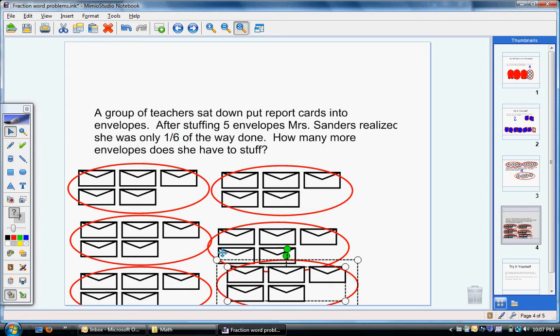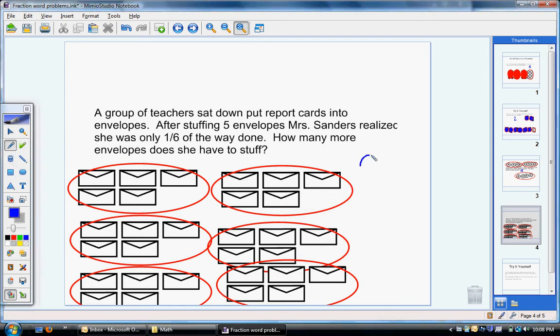Each group has the same amount in it. Mrs. Sanders has stuffed these 5, which was 1 out of the 6 groups. These envelopes that are still over here have yet to be stuffed. Now the question says, how many more envelopes does she have to stuff? How many are left in the picture that she hasn't done yet? Well, each group has 5, and she would have 5 groups that she hasn't done yet. So that would be 5, 10, 15, 20, 25 that she still has to do.